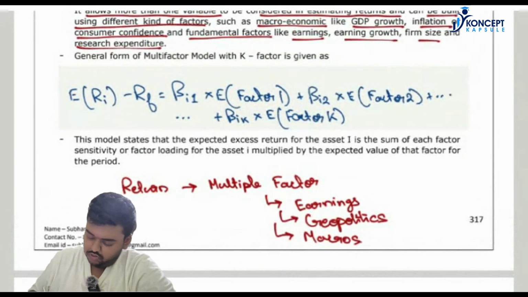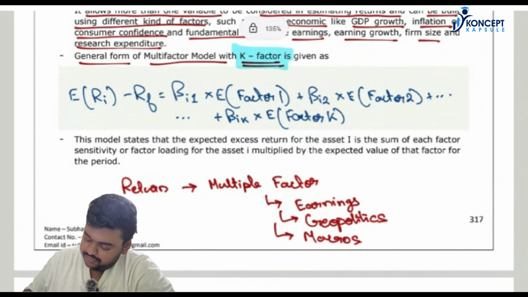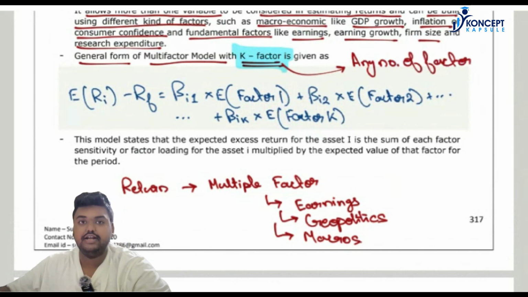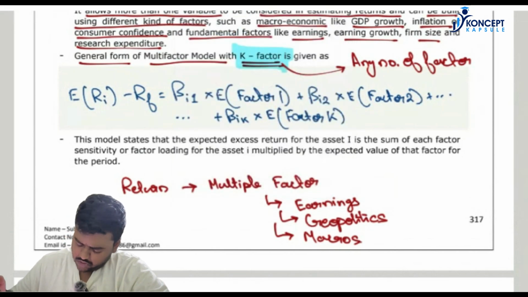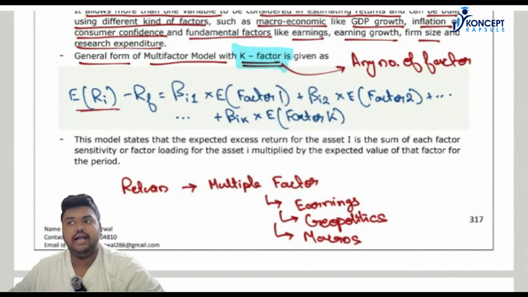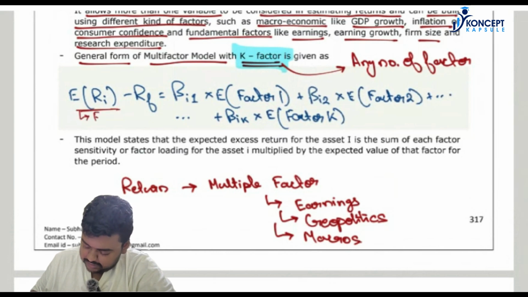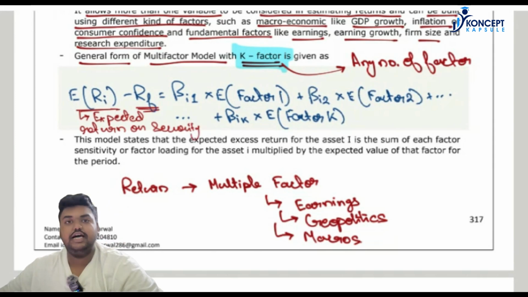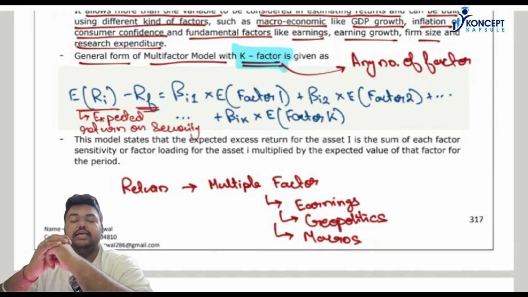Okay. So the general form of a multi-factor model with K factors. What is K factor over here? K factor means any number of factors. Okay. What is it? E(Ri) is the expected return on the security, minus RF. What is RF? Guys, we have all seen what RF is. RF is nothing but the risk-free return.